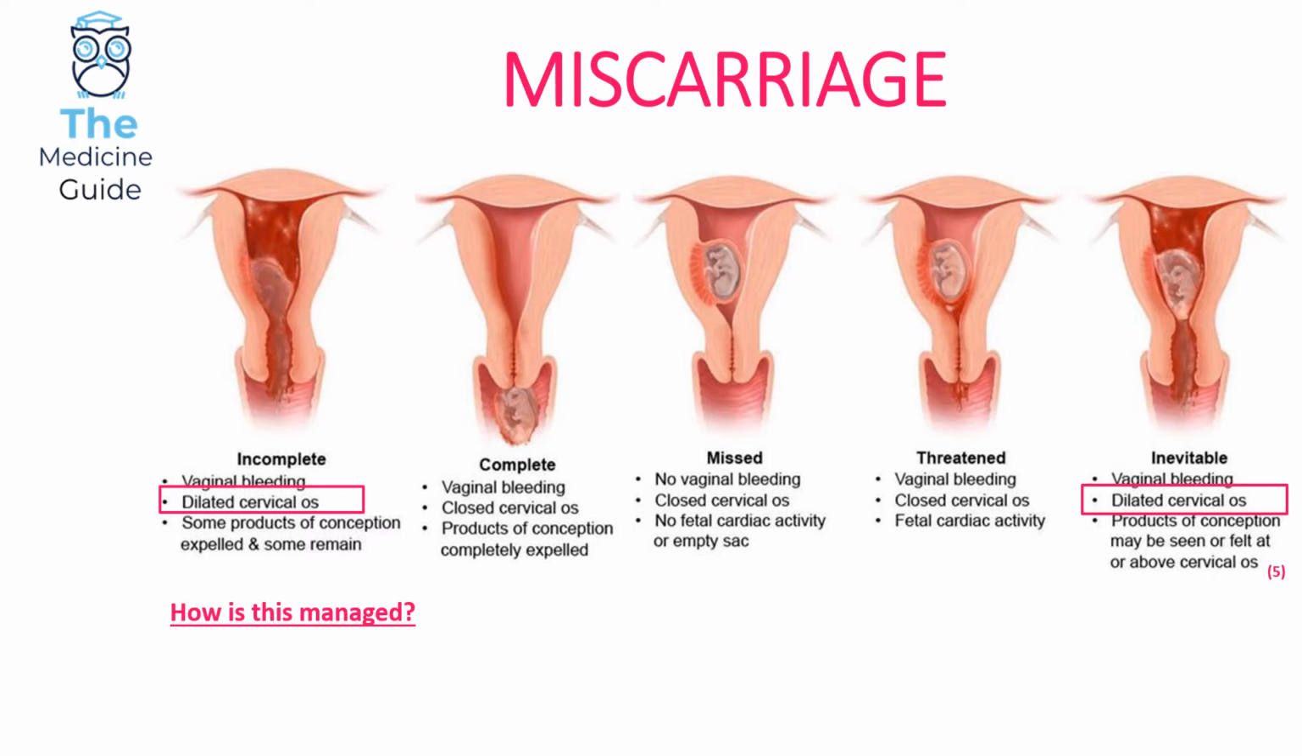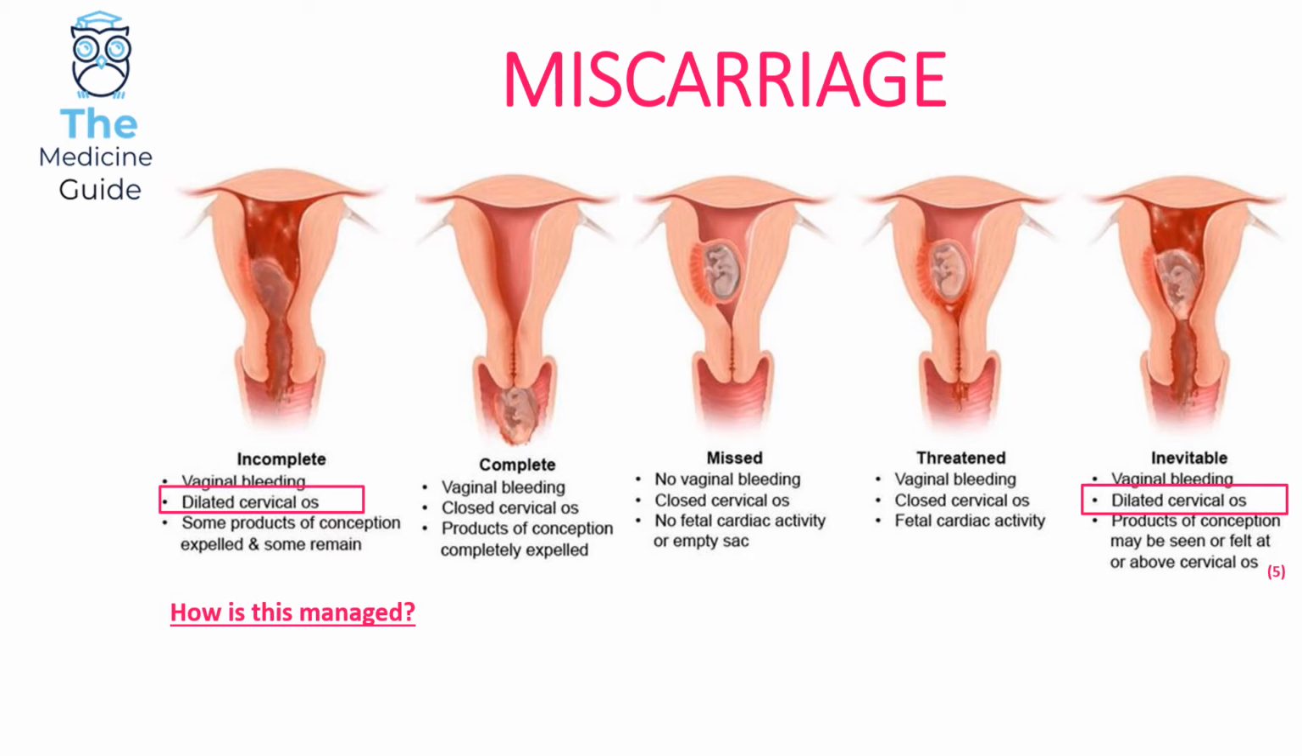If you have a look at this diagram, you can see that I've drawn a pink rectangle around the incomplete miscarriage and the inevitable miscarriage because they both have features of a dilated cervical os. So that's really important. Out of the possible 5 scenarios, if the SBA mentions that the cervical os is dilated or that the cervical os is open, then the miscarriage can only be an incomplete miscarriage or an inevitable miscarriage.